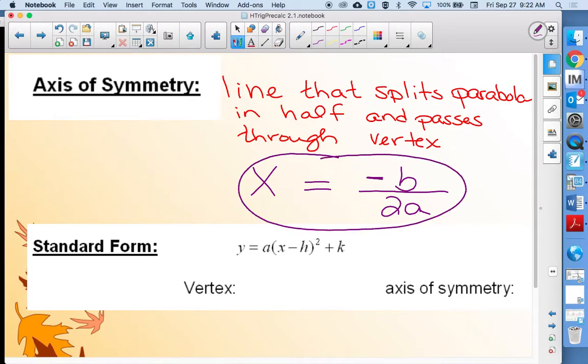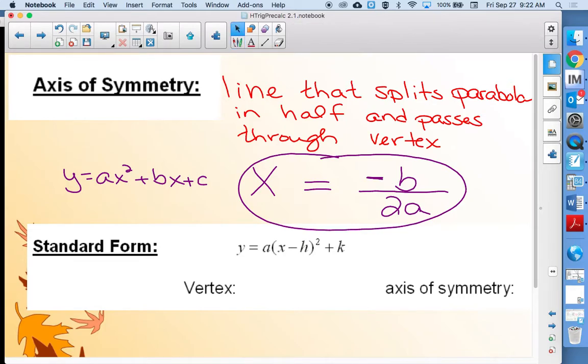You will need this formula for the last 2 problems of your homework. The other problems, we're going to do a different way. But those last 2 problems, you'll need this. So put a little star next to it, remind yourself that there are 2 different ways I can find the axis of symmetry. This is the one way when I have the form ax squared plus bx plus c. That is called the general form of our parabola.